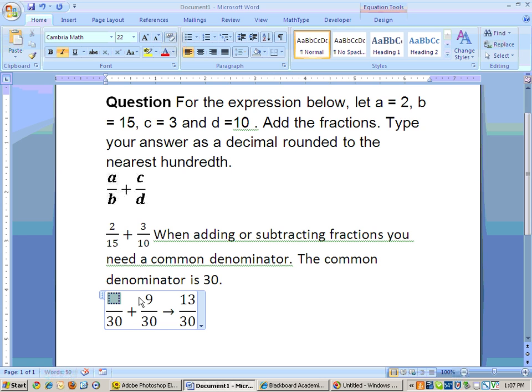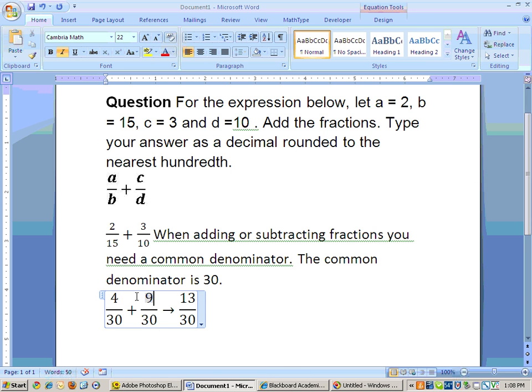Now, to get these numbers up on top, what I did was 15 goes into 30 2 times, and 2 times 2 is 4, so that would be a 4 right there. And 10 goes into 30 3 times, and 3 times 3 is the 9. Then once you have a common denominator, you just add your numerators, and you get 13, and bring along your common denominator. So the answer is 13 30ths.